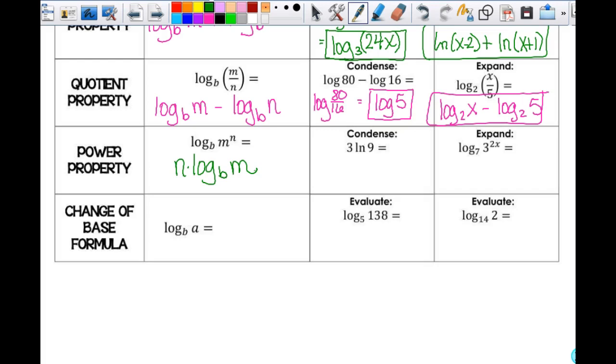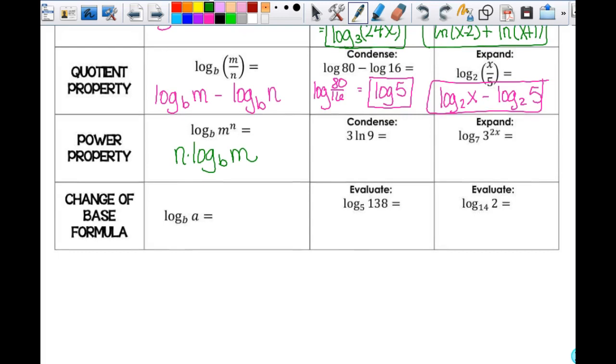So then the flip side of that is true as well. If it's already out in front, then it becomes the exponent, depending on what you're trying to do in any given situation with your logs. So this becomes the natural log of 9 to the third power. And then what's 9 to the third power? 729.